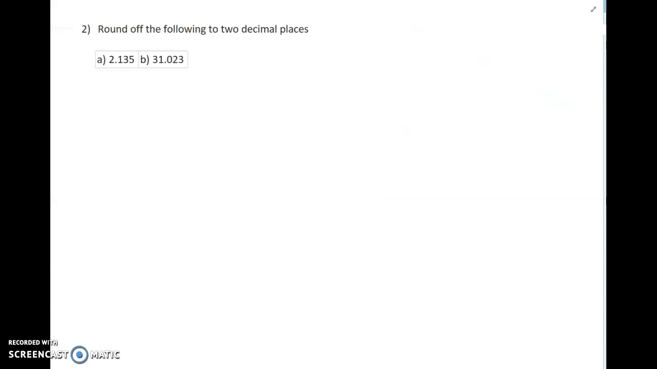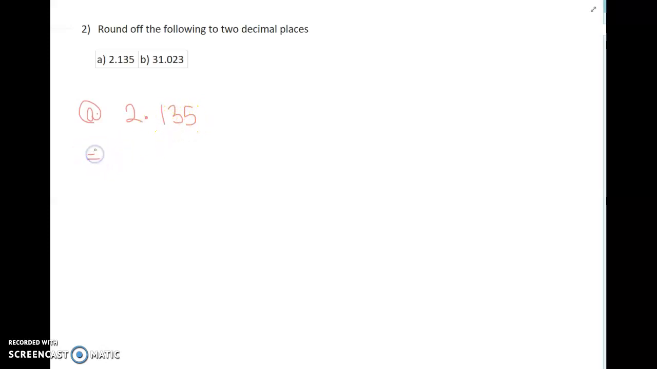Alright, last set of examples for this video. So this one says round out the following to 2 decimal places. So very easy, following the same method as before. So part A is 2.135. Again, if you want to try this without seeing the answer first, pause the video, go ahead and try it, and then when you finish, come back and play the video.